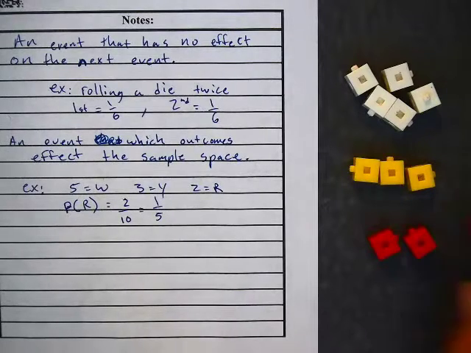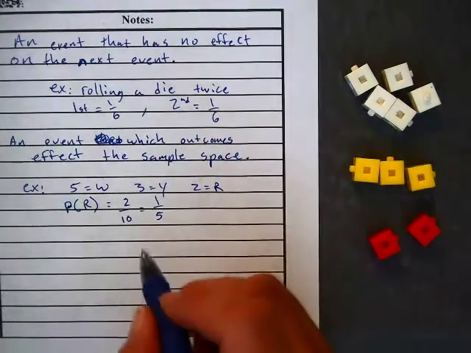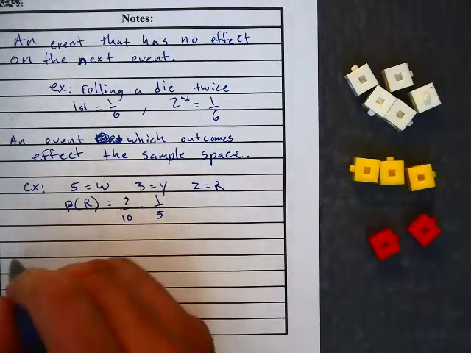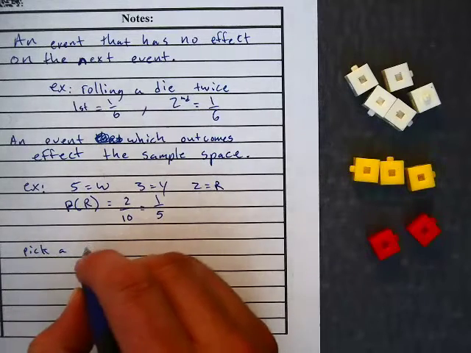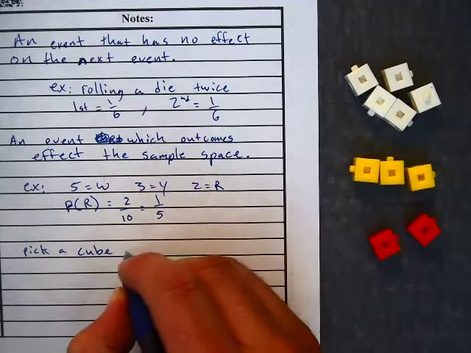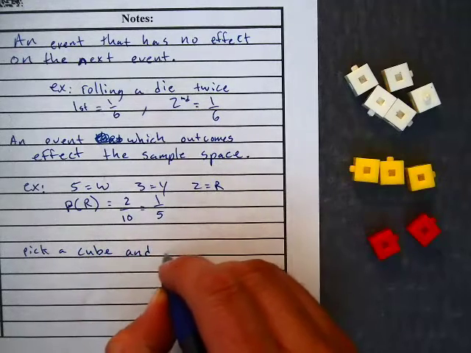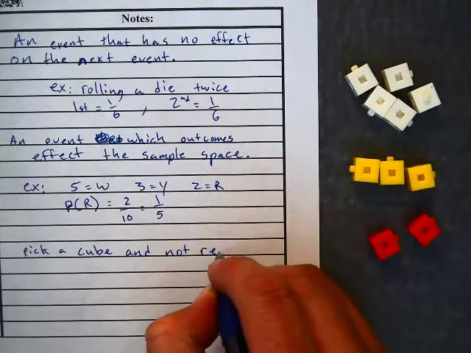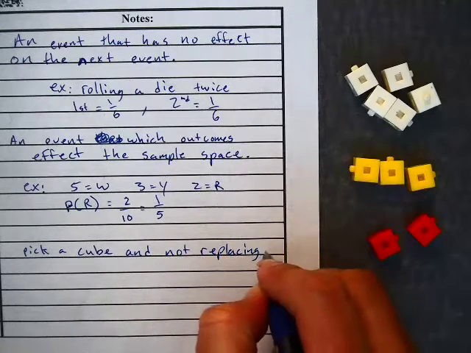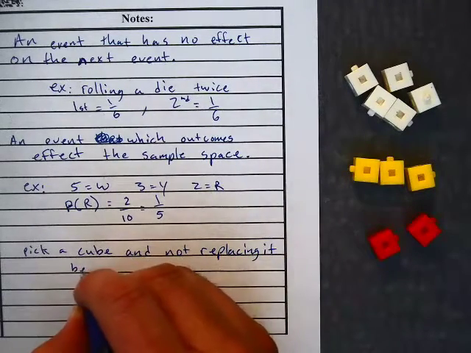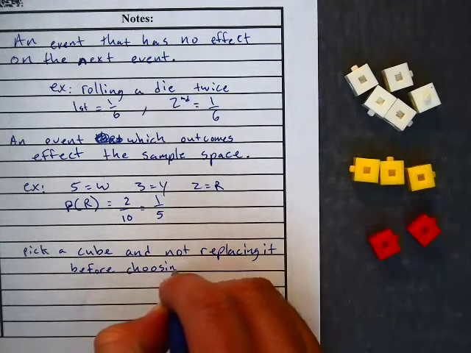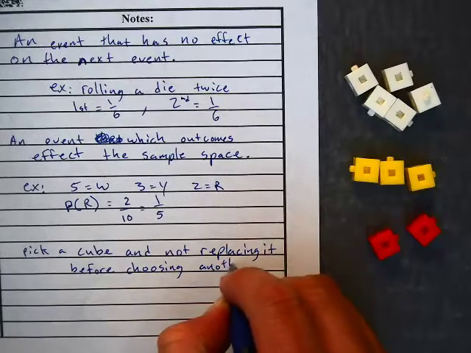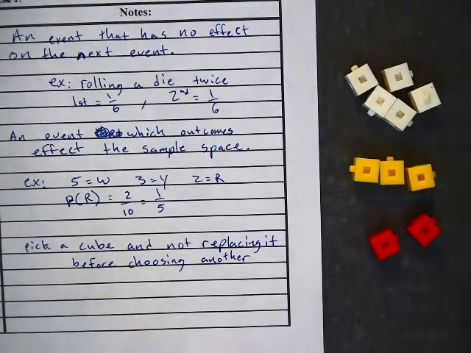But a dependent event means, what if I pick a cube and not replacing it before choosing another. So this means I picked a red.